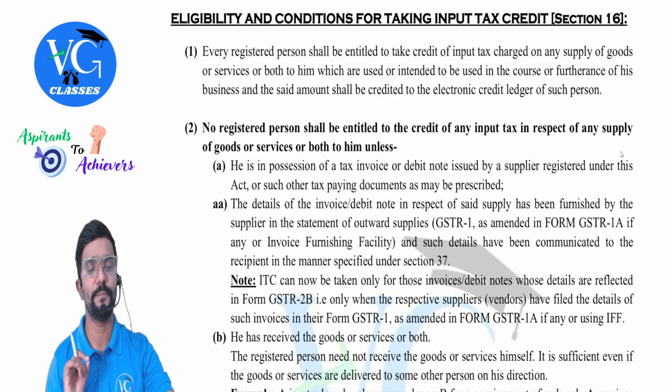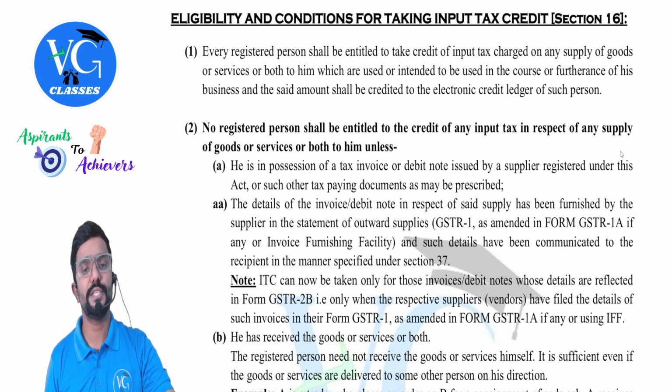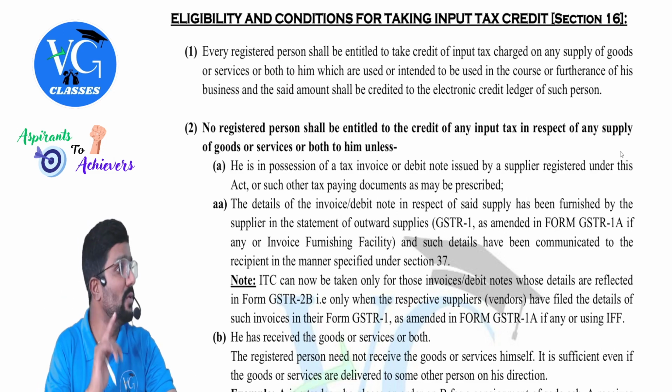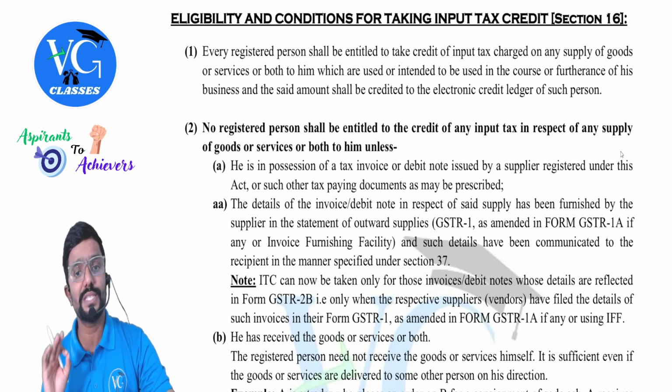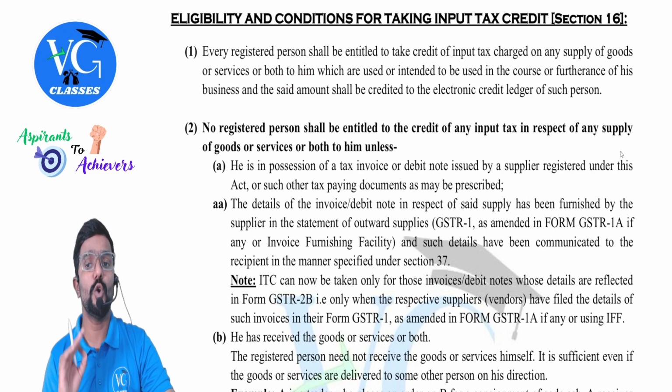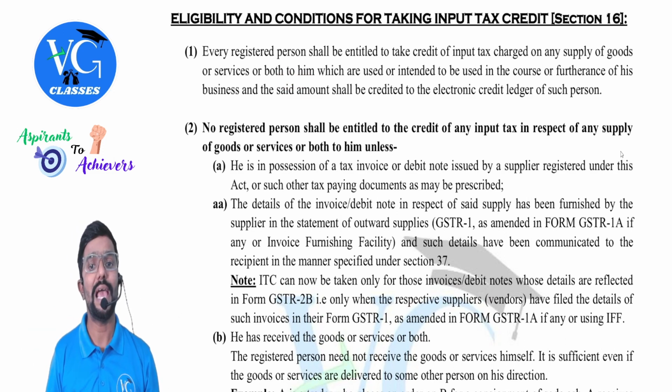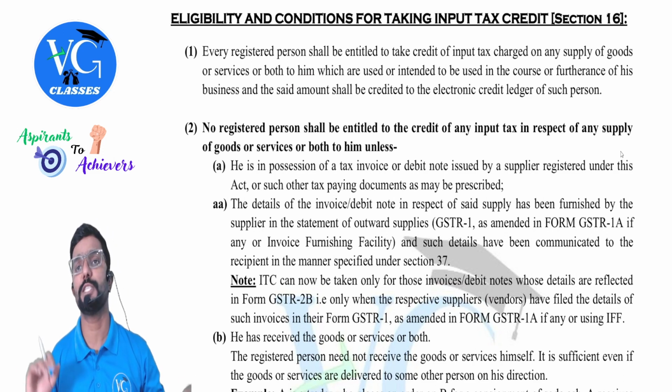First, subsection 1. Every registered person shall be entitled to take credit of input tax charged on any supply of goods or services or both to him. To him means outward supply or inward supply, guys? Inward supply. Which are used or intended to be used in the course or furtherance of his business, and the said amount shall be credited to the electronic credit ledger of such person.